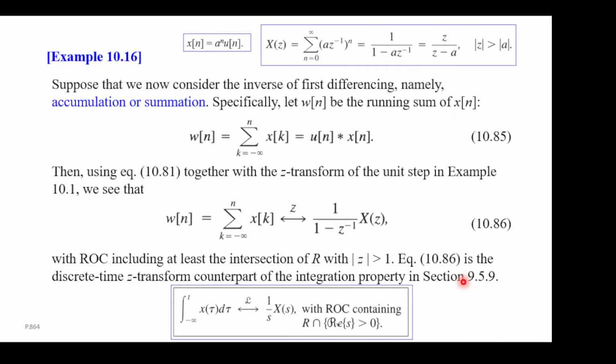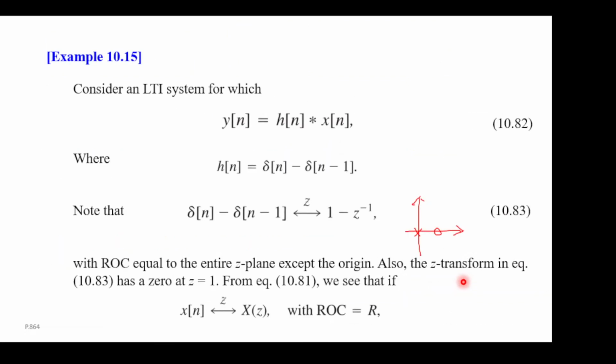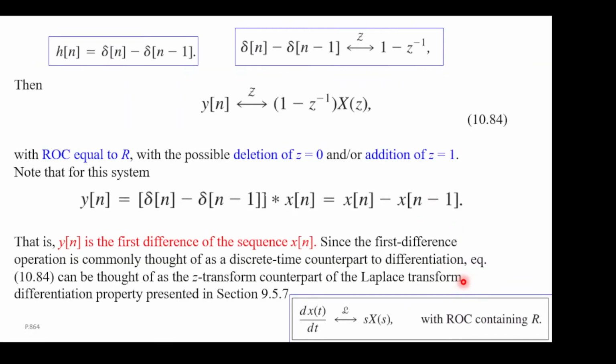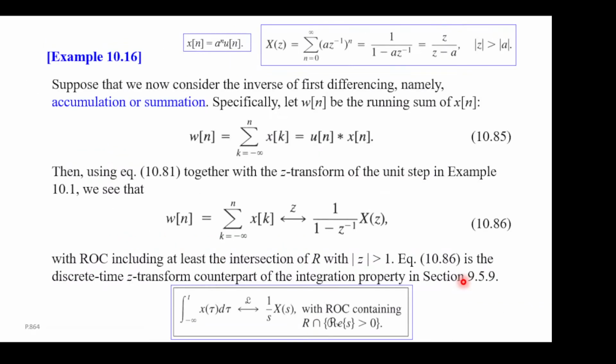Okay, so that's the difference property, and we derived it as an example. Then, as usual, we think about its inversion, which is the accumulation or summation property. Okay, so we want to know: if we have some w of n that is the accumulation of x, which is the summation of x from minus infinity to n, this is equal to x of n convolved with our unit step function u of n.